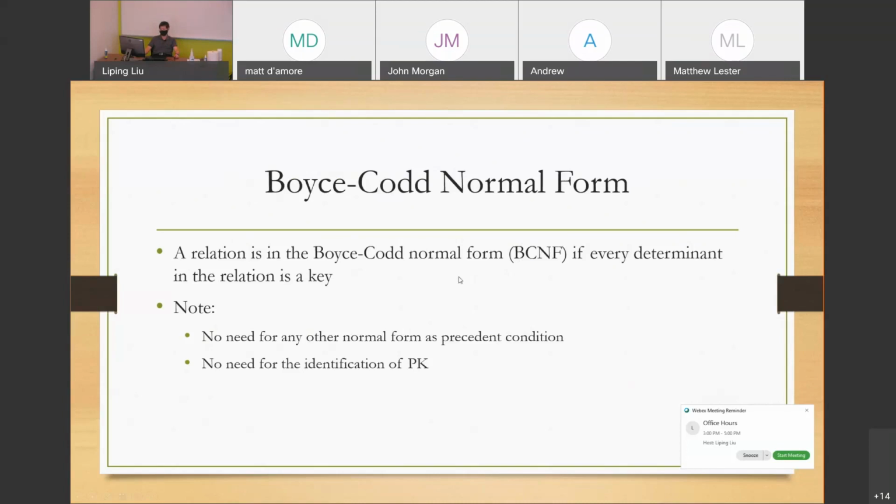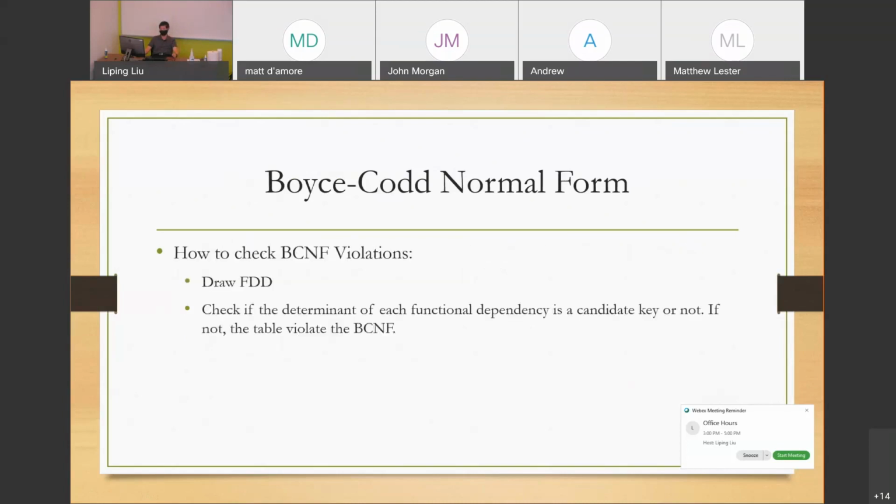So in this case, just look at all possible functional dependencies. If you find one where the determinant is not a key, then you see that the table has a violation of Boyce Codd normal form. So how do you check for Boyce Codd normal form violations? You draw the FDD first, and then you check whether the determinant of each functional dependency is a candidate key or not. If it's not, then the table violates Boyce Codd normal form. Okay, it's as simple as that.